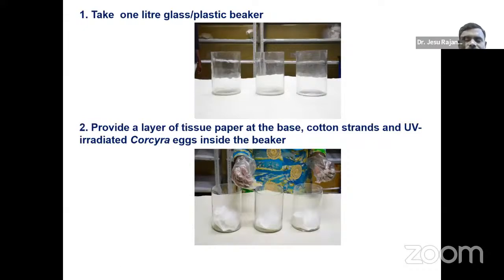Now I am coming to the mass production. Just take a beaker, almost a 2 liter glass beaker. Then add one tissue paper as the first layer. Then put some absorbent cotton.